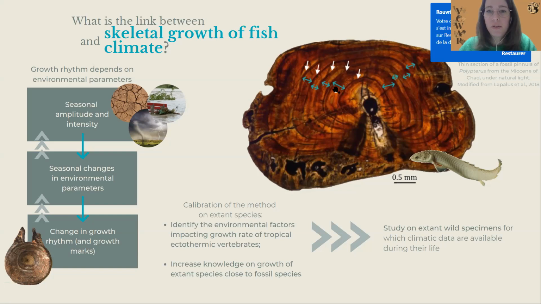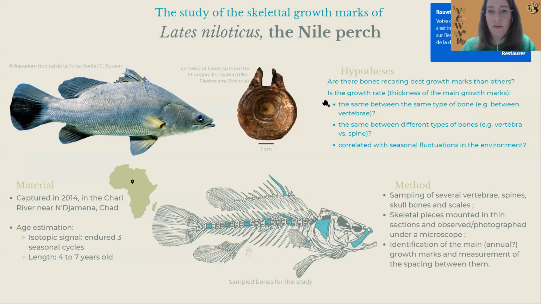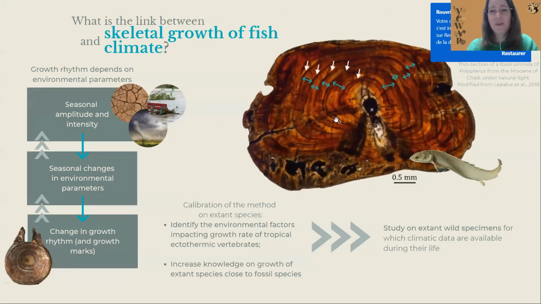For instance, in tropical areas, there are the largest growth marks in blue that are laid when the conditions are favorable, so when the growth is fast during the wet season. And on the contrary, during the dry season, the growth slows or even stops, thus laying a thin line. So we could use this fluctuating growth rate recorded in fossil fish bones to describe the evolution of the intensity of seasons in the past.